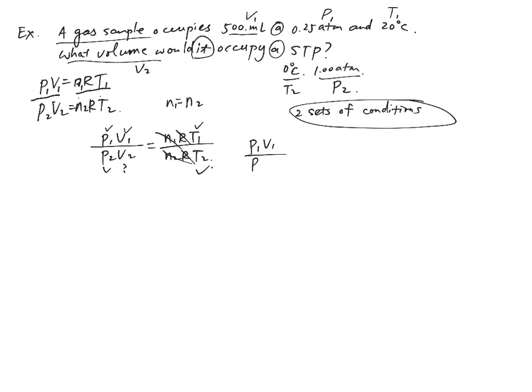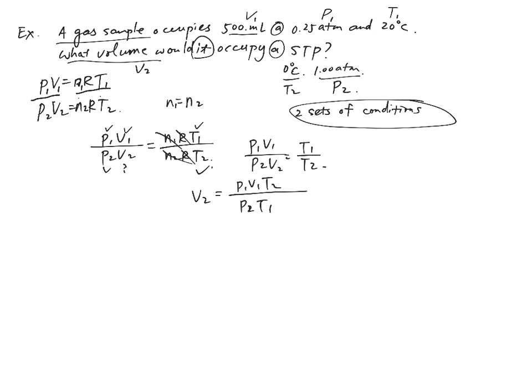So what do you have? P1V1 over P2V2 equal to T1 over T2. Out of the 6 things here, you know 5. Can you get the last one? Of course you can. Rearrange your equation to show V2. So V2 should equal P1V1T2, cross multiplication, over P2T1.